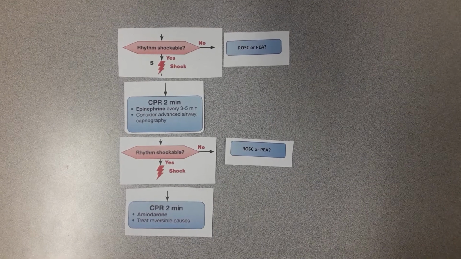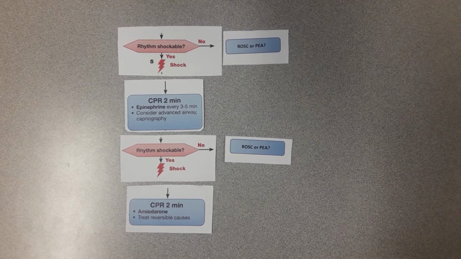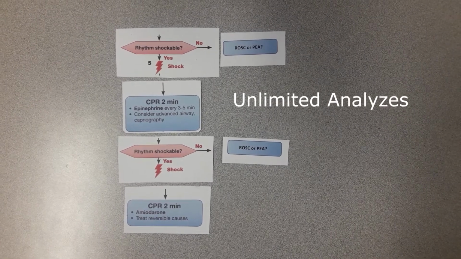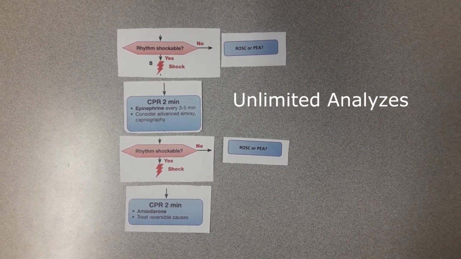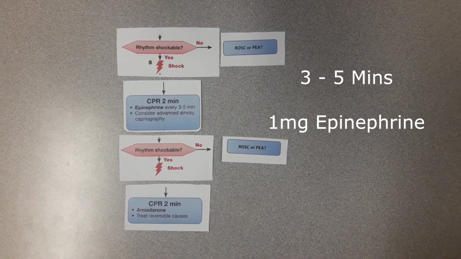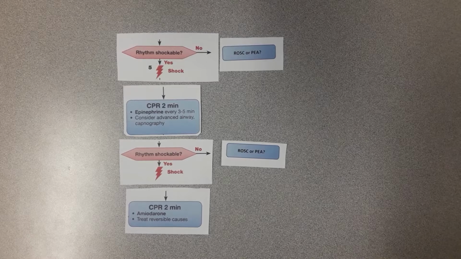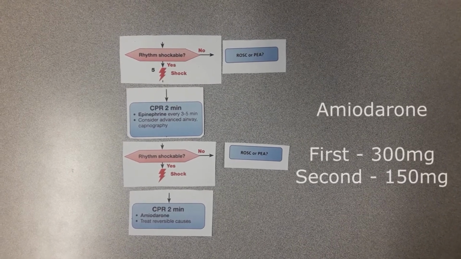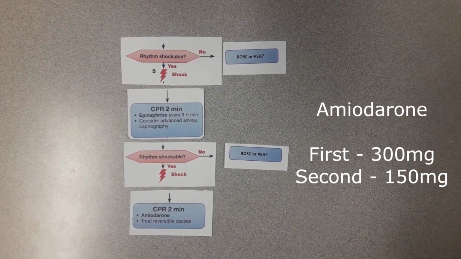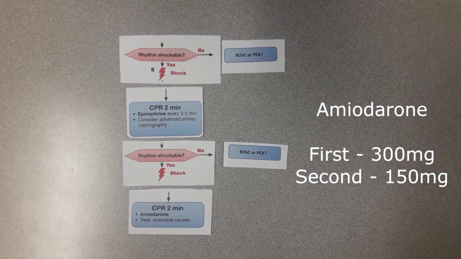Unlike a PCP medical cardiac arrest, ACPs are allowed to do an unlimited number of analyses on scene. Every 4 minutes, 1 milligram of epinephrine is administered. Amiodarone, on the other hand, is administered twice, 4 minutes apart. The first dose is 300 milligrams, the second dose is 150 milligrams.